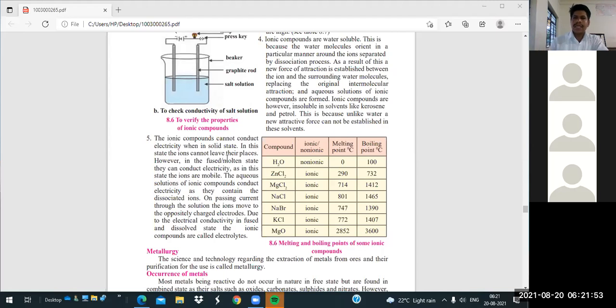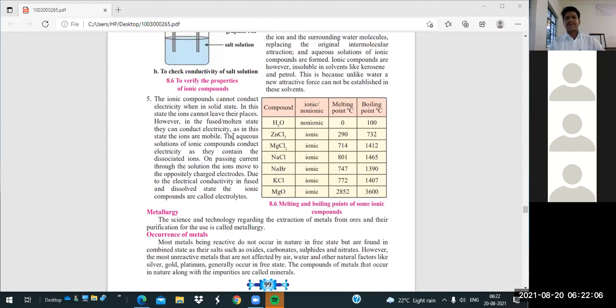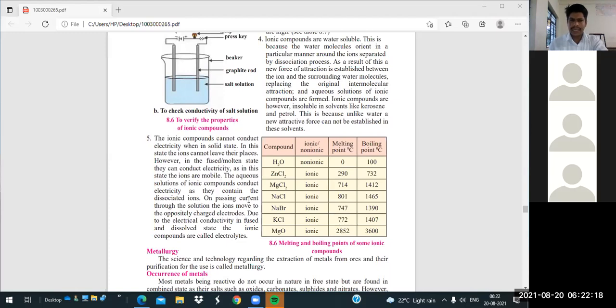When they are compounds, they are unable to move from one place to another, but when they dissolve, or are molten or fused, it's easy. In this state the ions are mobile, and the aqueous solution of the ionic compounds conducts electricity as they contain dissociated ions. What happens there? On passing current through the solution, the ions move to oppositely charged electrodes, and due to the conductivity in fused and dissolved state, the ionic compounds are called electrolytes.